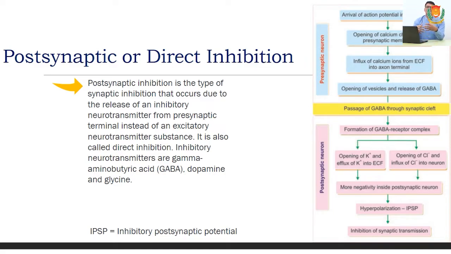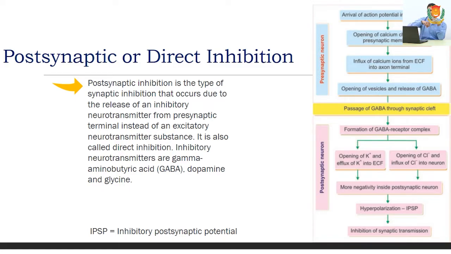Now, how is the mechanism going here? If we talk about direct inhibition, first of all, what will happen in the presynaptic neuron terminal, and another one is the postsynaptic neuron terminal, and this one is the junction. This is the synapse. So what will happen here?